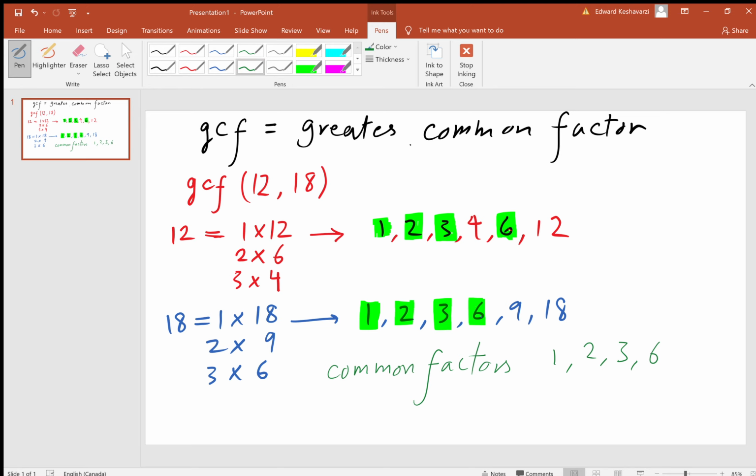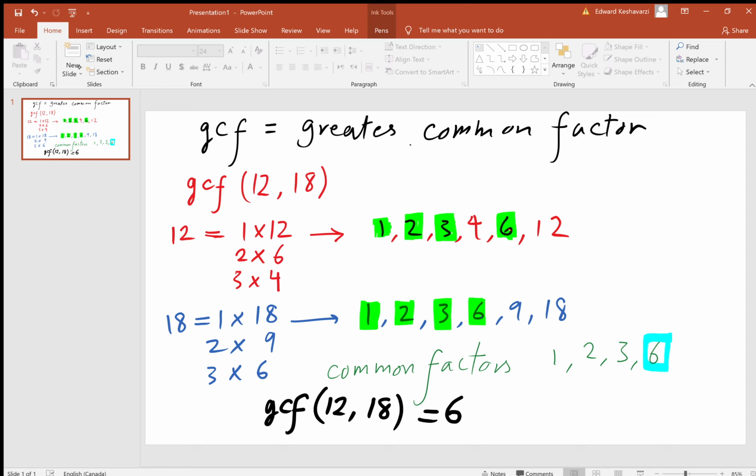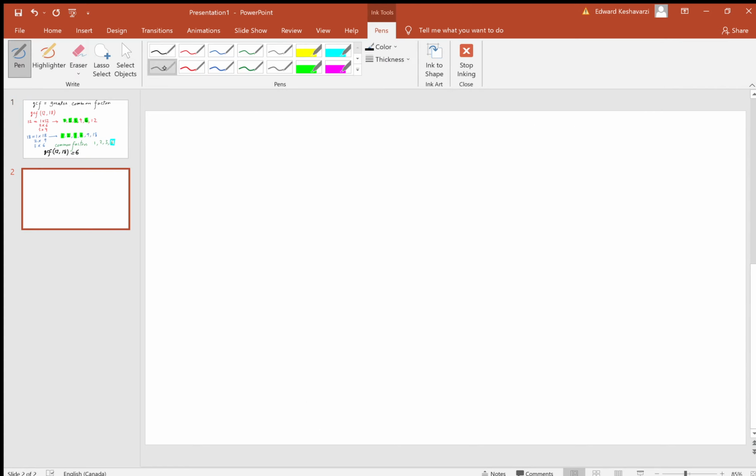And which one is the greatest common factor? Obviously, 6 is the greatest common factor. This is why we use this notation of GCF of 12 and 18 is equal to 6. Let's have another example. Let's figure out the GCF of 48 and 72.